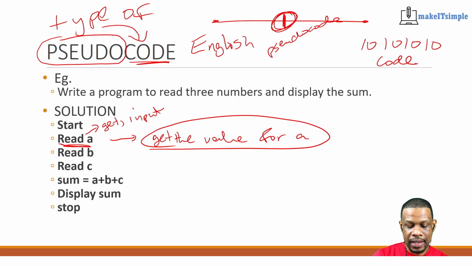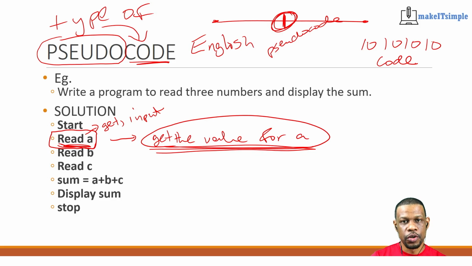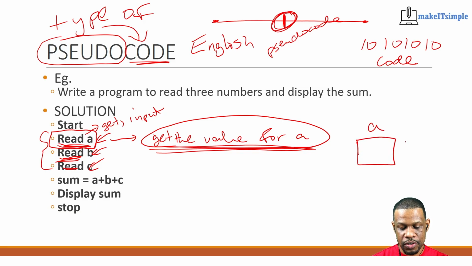But the thing is, this whole long line here has been substituted by a very simple 2-word command, which is read A. That is what pseudocode is about. We have shortened it to the point where the computer will understand it easier. So we have read A, read B, read C. Those are things that the computer likes because we shortened it, we've used the keyword, and we've given it a variable name. So now the computer is able to say, okay, cool, there's a place called A, there's a place called B, and there's a place called C.